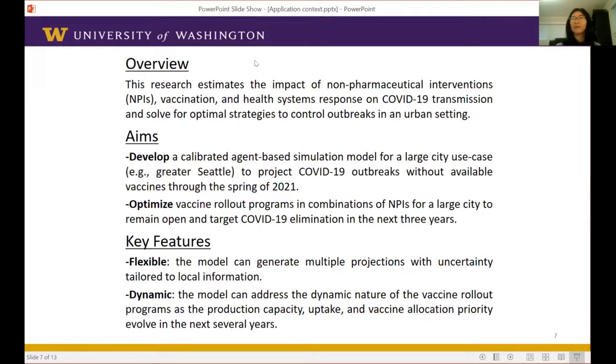Key features of this research include developing a model that uses local data to generate policy recommendations to lower COVID-19 infections. The agent-based simulation model is flexible to generate multiple projections based on possible combinations of public health interventions with uncertainty. Second, our model adds the decision-making capability from the operations research perspective. We will address the dynamic nature of the vaccine rollout programs as the production capacity, uptake, and allocation priority keep evolving in the next several years.